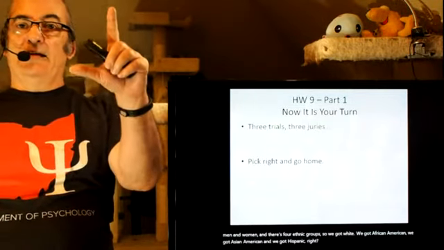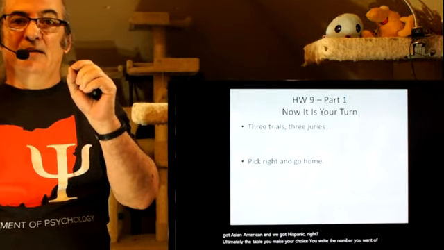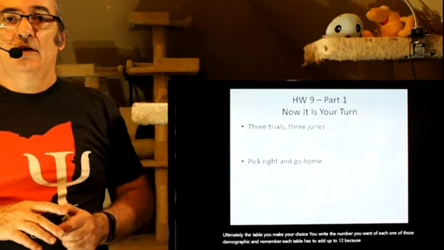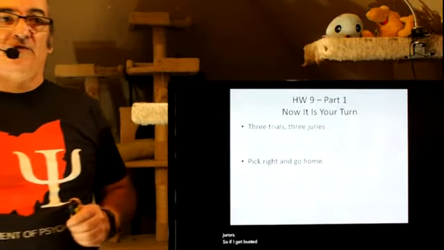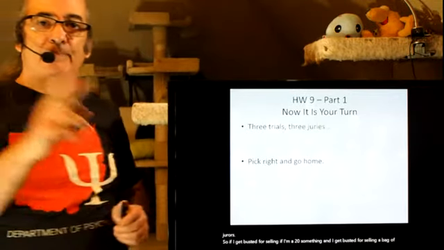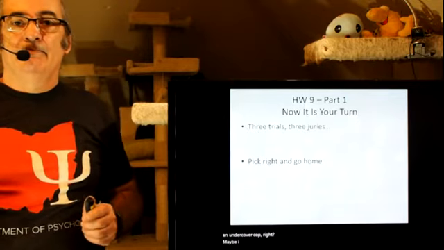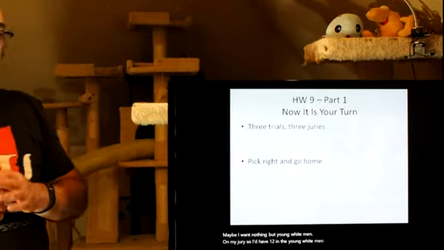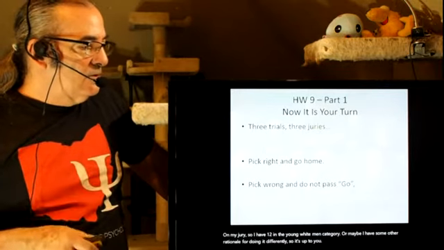Ultimately, you make your choice and write the number you want of each demographic, and remember, each table has to add up to 12 because you're selecting 12 jurors. So if I'm a 20-something and I get busted for selling a bag of weed to an undercover cop, maybe I want nothing but young white men on my jury, so I'd have 12 in the young white men category. Or maybe I have some other rationale for doing it differently. So it's up to you. Pick wrong, don't pass go, go directly to jail.